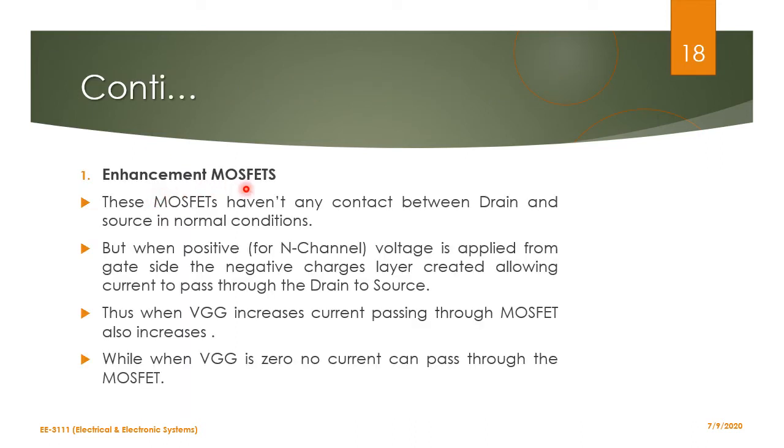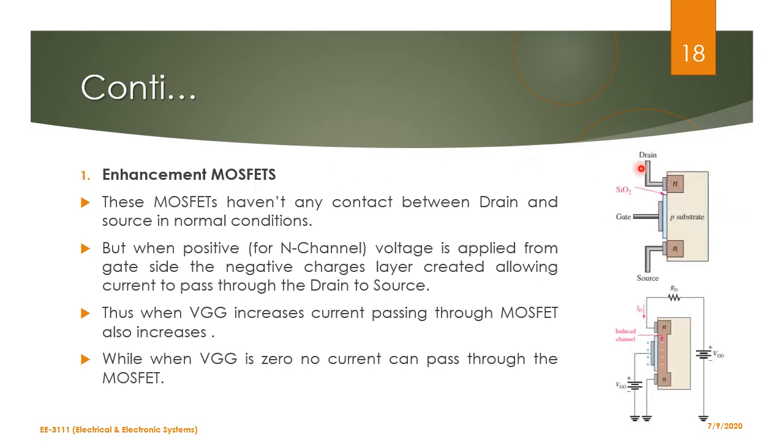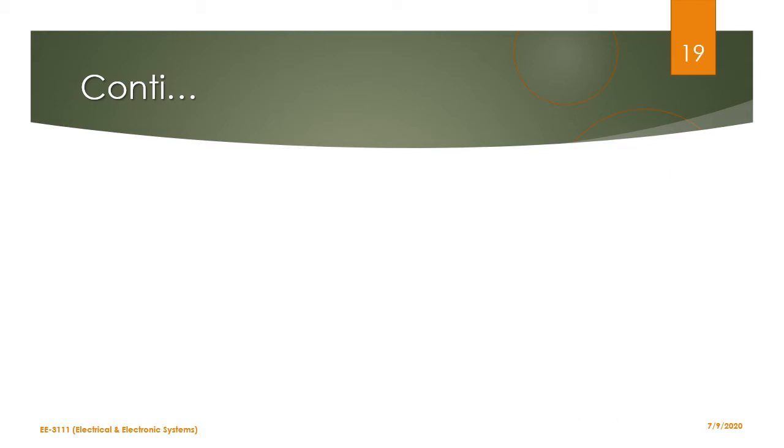The first type is enhancement MOSFETs. In these MOSFETs, the drain and source aren't connected with each other in normal conditions, while when voltage is applied from the gate side, a layer is formed connecting the drain and source. This voltage can be positive or negative depending on the construction of the MOSFET.